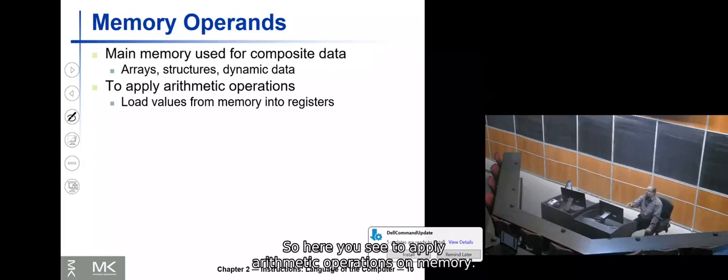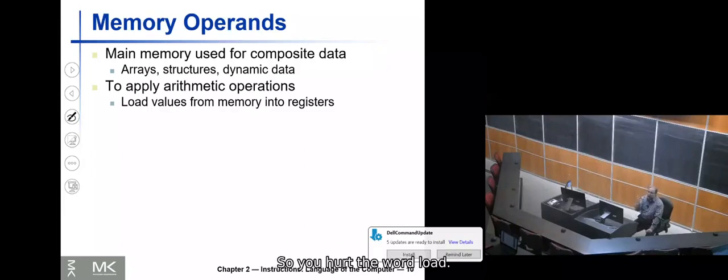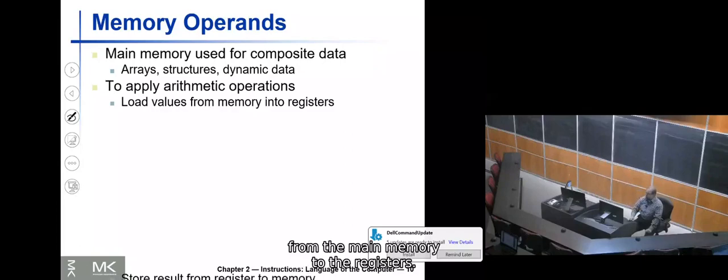So here you see, to apply arithmetic operations on memory elements, load values from memory into registers. So you heard the word load. Load means to bring something from the main memory to the registers.